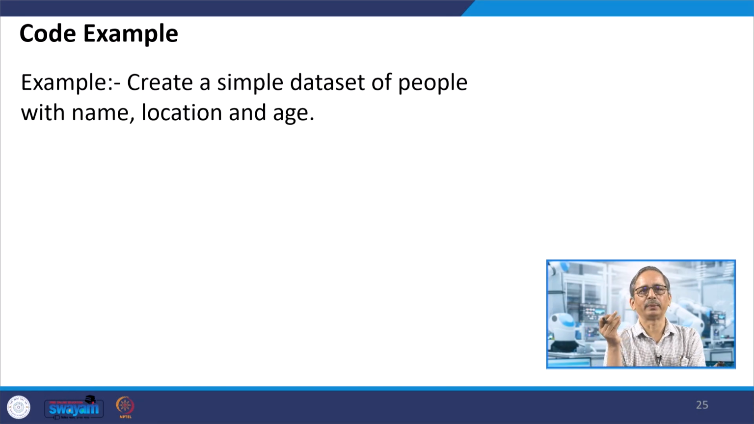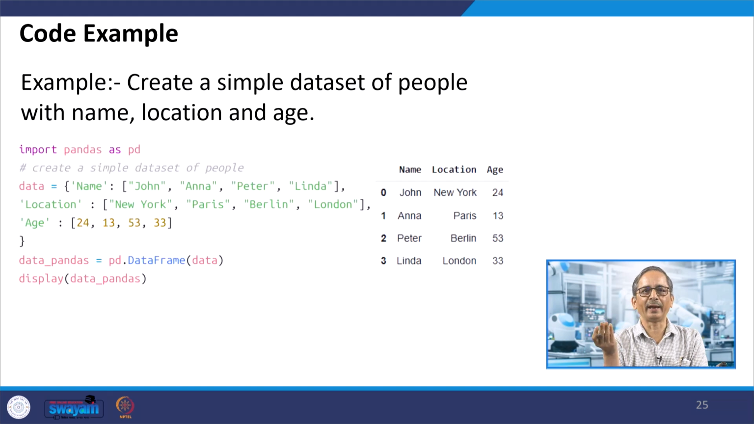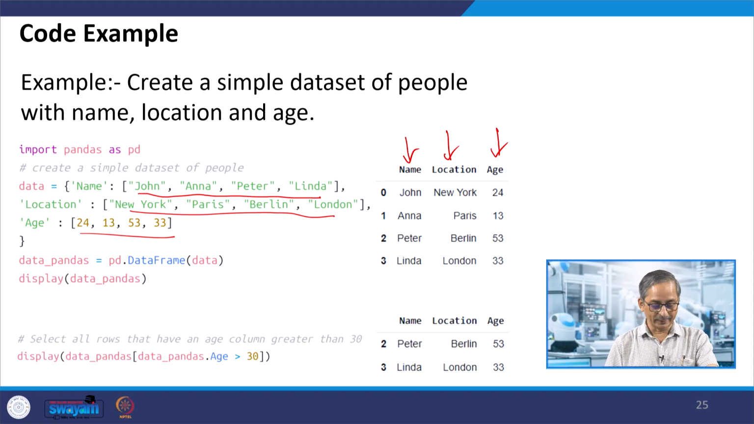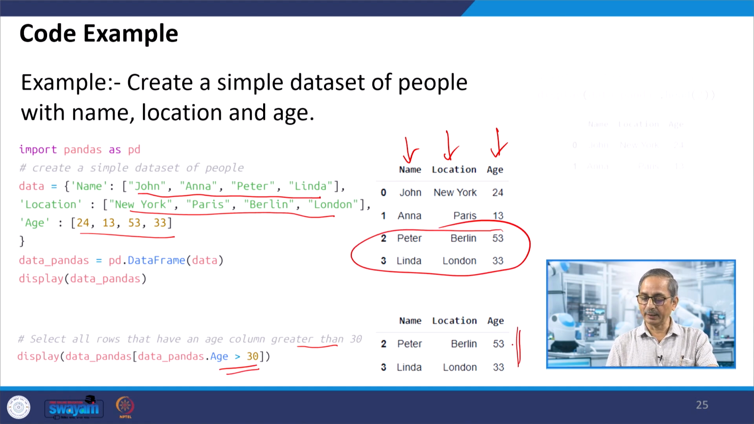Here is a code example. Create a simple data set of people with name, location and age. So here we can write all names, all locations and all ages. So here you get name, location and age. You can see that each column has the same data type, but different columns have different data types. Suppose we want to select all the rows that have age greater than 30. So age greater than 30, we have got only these two rows.